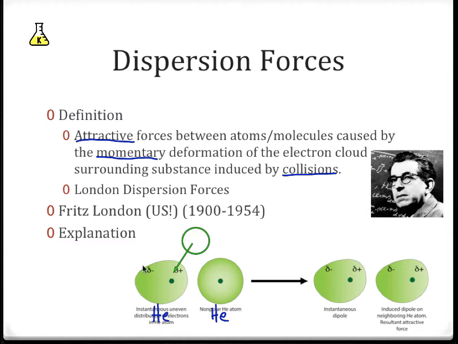The electrons surrounding the helium atom got squished over to one side. More specifically, those electrons got squished over to this side of the atom, making this side of the atom very temporarily negative because it's got all those extra electrons, and this side of the atom very temporarily positive because it's had the electrons pushed away.